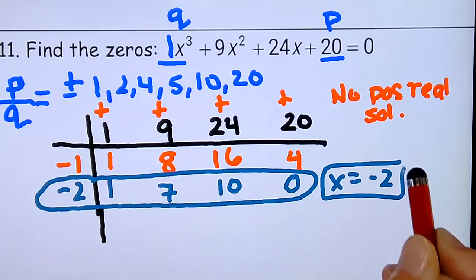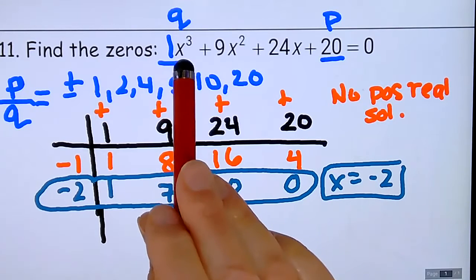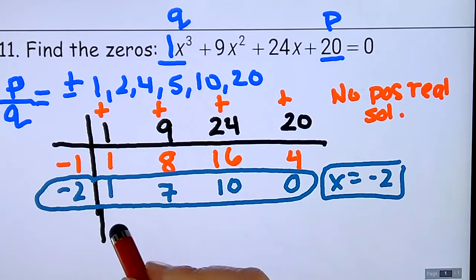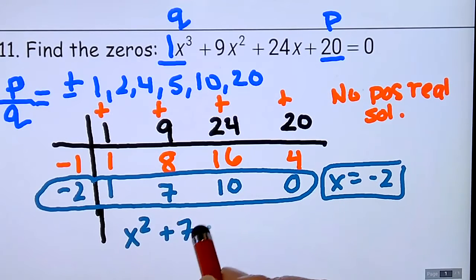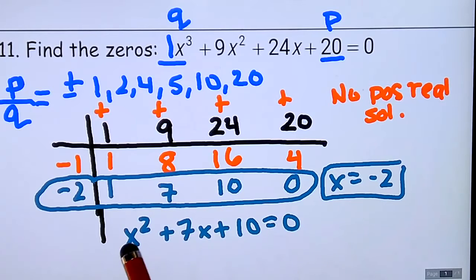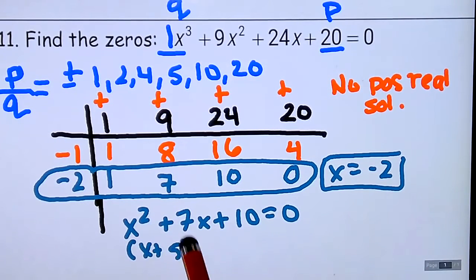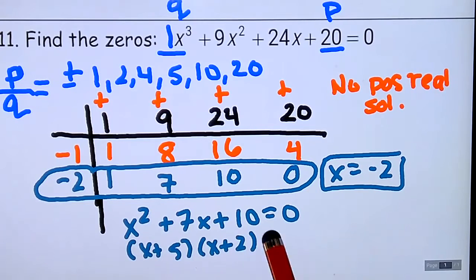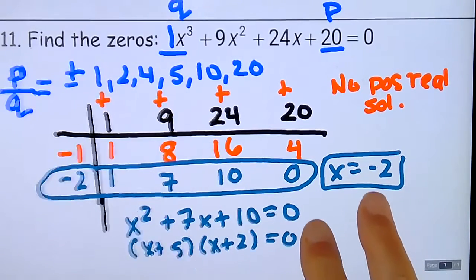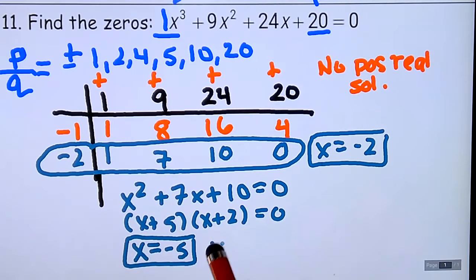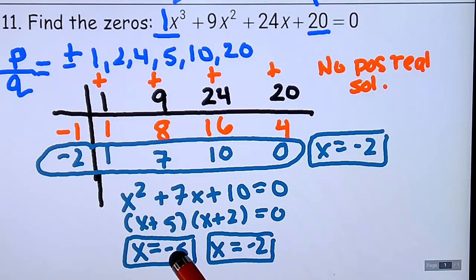Now always pay attention to the degree. This is degree 3. So I should get 3 answers. This degree 3 means that this is now a degree 2. So this is going to be x squared plus 7x plus 10. I can factor that. So what multiplies to 10 and adds to 7? Well, that is going to be an x plus 5, x plus 2. So my other 2 answers are going to be negative 5 and you'll notice that I got a negative 2 again. So I actually got negative 2 twice. So I had a double root and then the single root. And those are my answers.